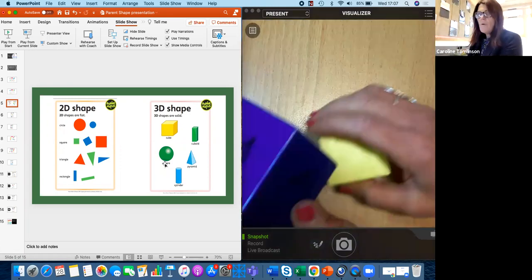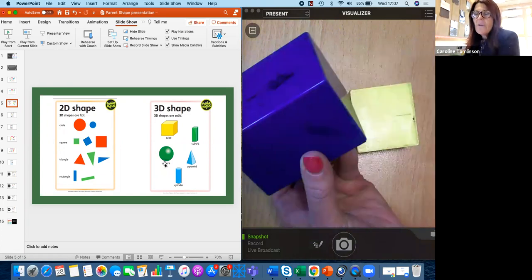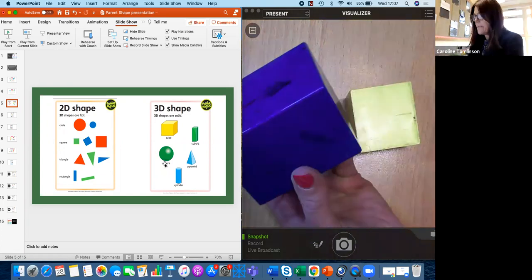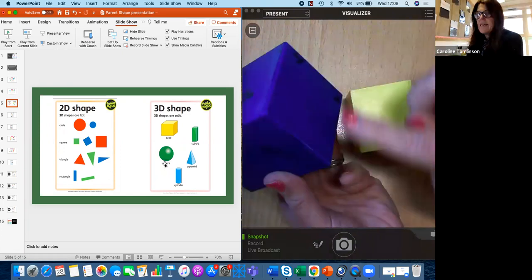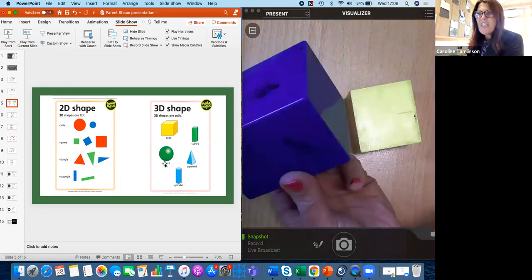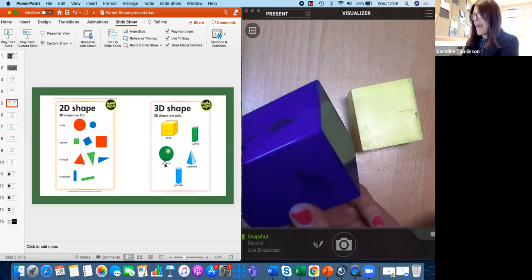Again, with my cuboid, 8 vertices in the same way. And sometimes we'd get our children to close their eyes to enable them to visualize that. So we would describe the 8 vertices. And now I'm going to look at the edges. So when we're talking about 3D shape, we're not talking about size, we're talking about edges.